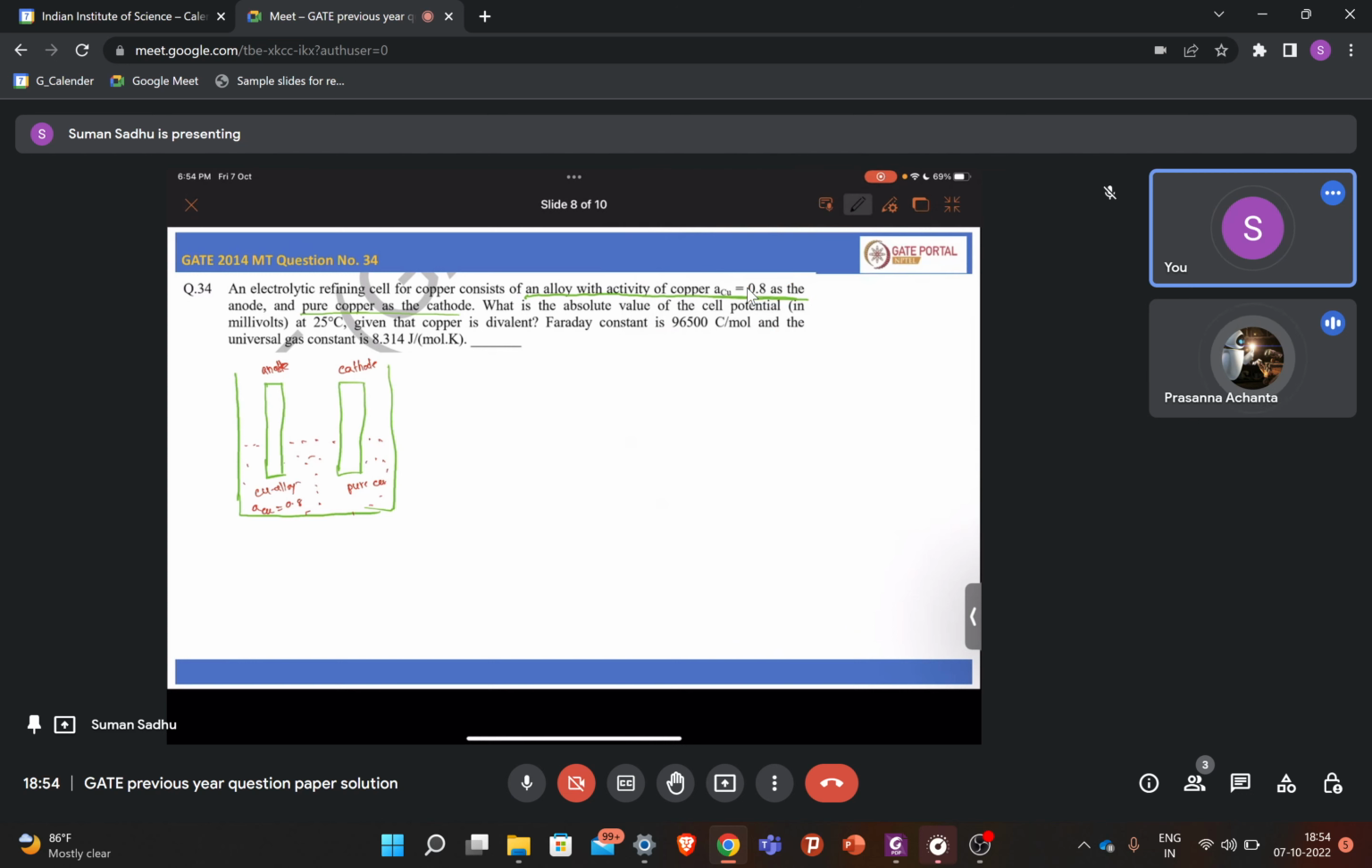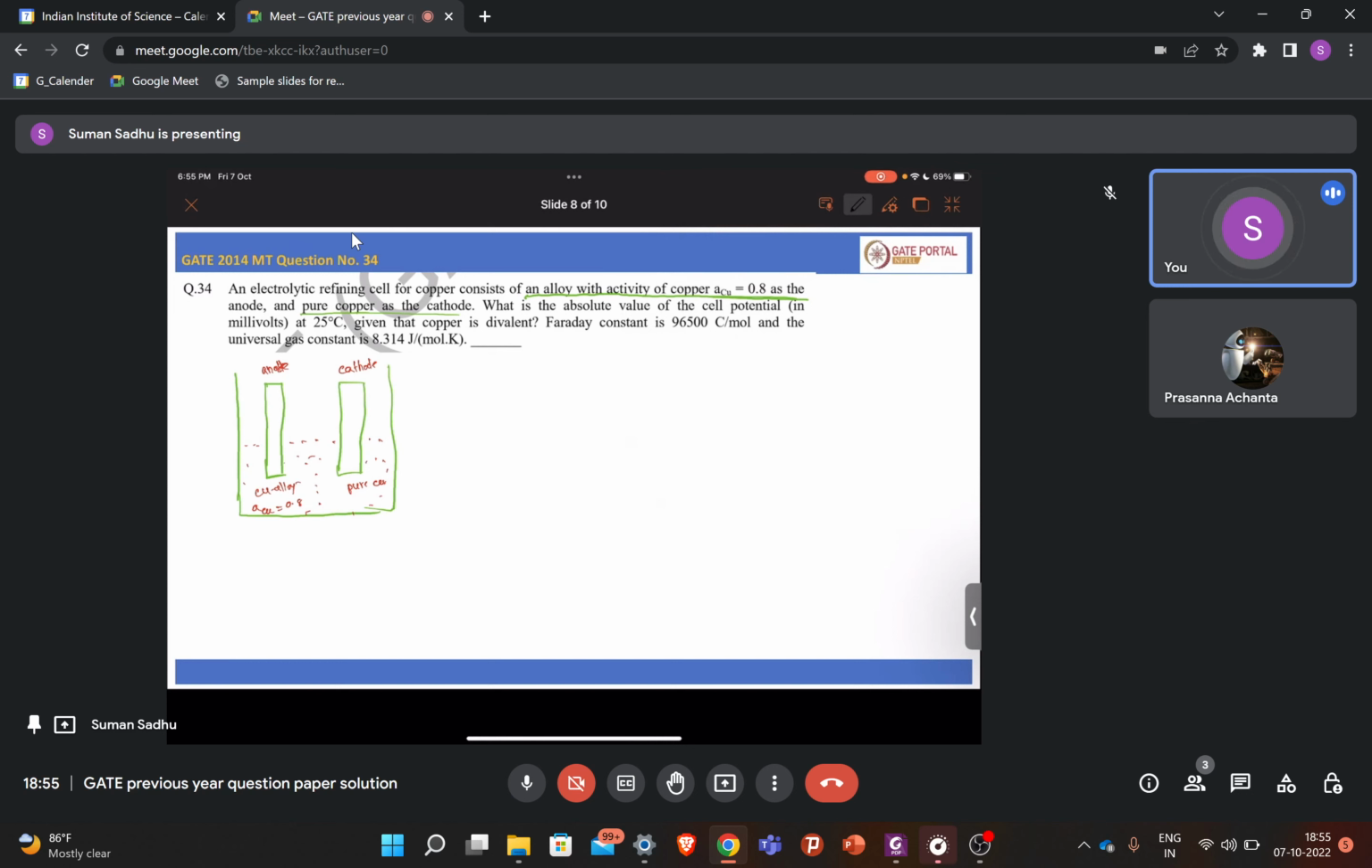At the anode, oxidation takes place. That confusion many people have: sometimes people say at anode, sometimes at cathode. But if you just see the problem itself, you can find out that you are doing electrolytic refining, right? So electrolytic refining means what?